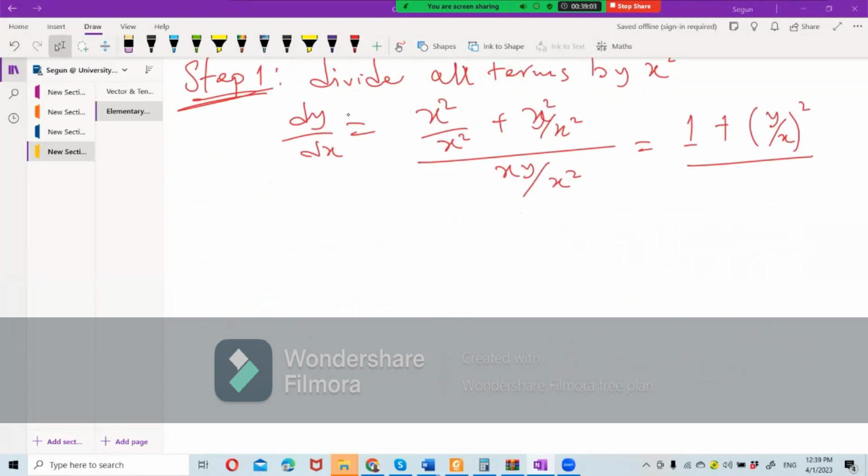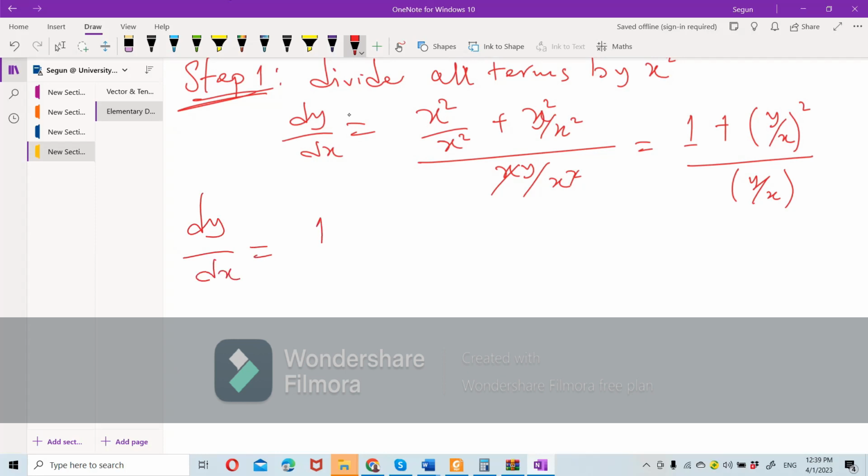So here we can now go ahead and say x cancels x, you have y over x. Remember, our dy/dx equals 1 plus y over x squared all over y over x. Now, step 2.